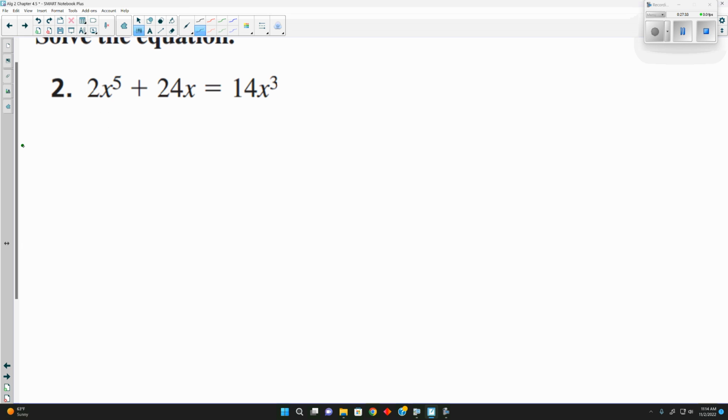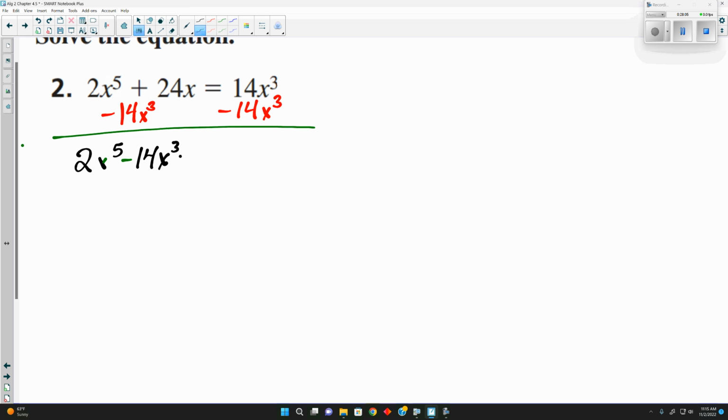This is the last one we'll look at today. Now, whenever we have a power greater than 1, we have to get it equal to 0 for solving. If we have a power greater than 1, we need this equal to 0 to solve. So the first thing we can do here is what? We can subtract 14x cubed from both sides. And if we subtract 14x cubed from both sides, we get 2x to the 5th minus 14x to the 3rd plus 24x is equal to 0.